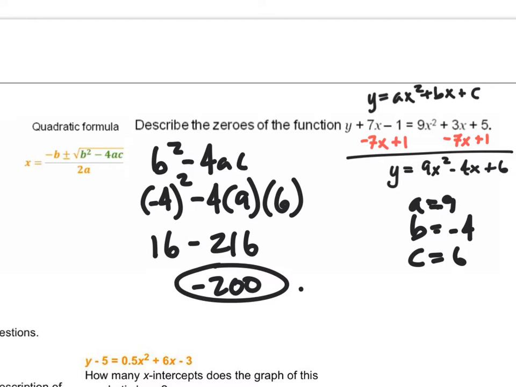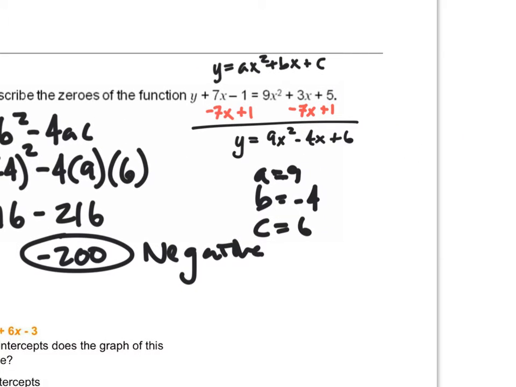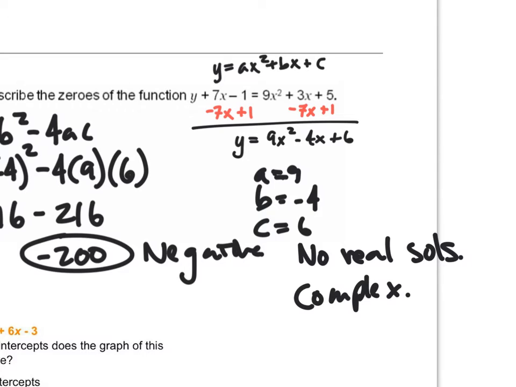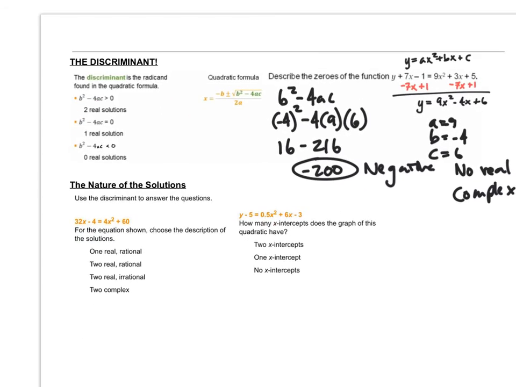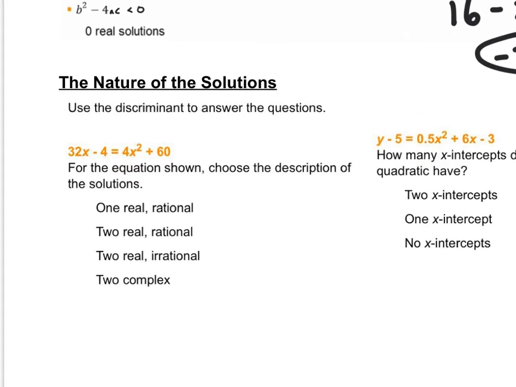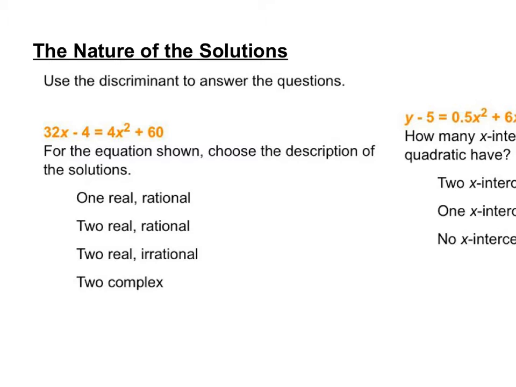Because this number is negative, we have no real solutions. We just have complex solutions. So the value of your discriminant tells you what kind of solutions you're going to have. So down here, let's use the discriminant to answer the question about the nature of the solutions.